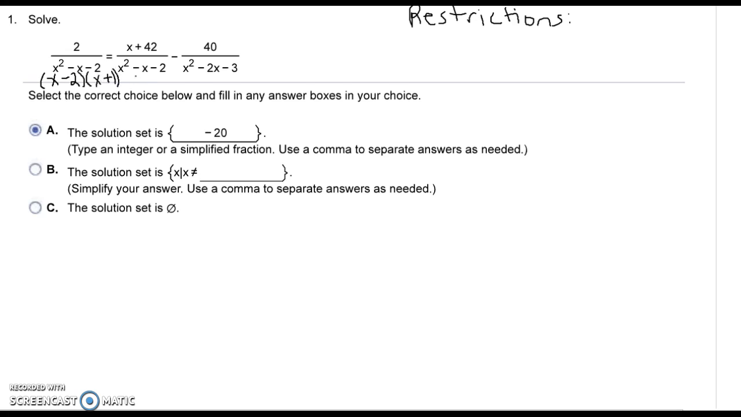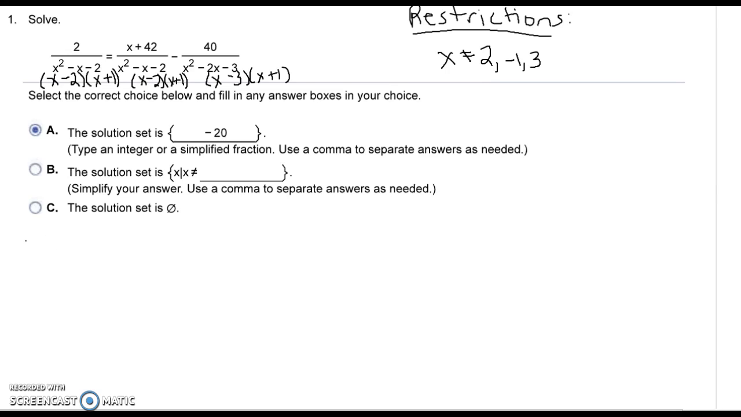Oop, not giving myself enough space. The next one does the same, x minus 2, x plus 1. The last denominator factors into x minus 3 and x plus 1. So that gives us 3 restrictions. X cannot equal 2, -1, or 3.